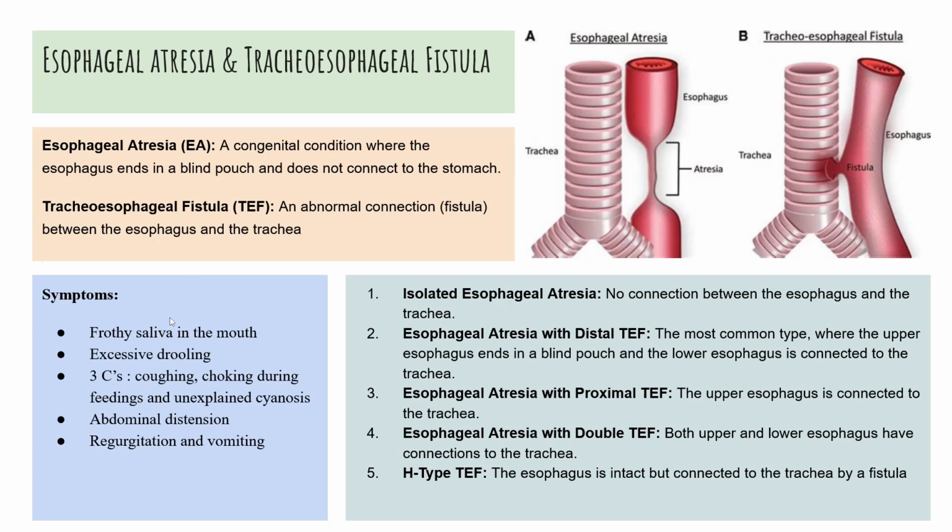Symptoms will include frothy saliva coming out of the mouth, excessive drooling, coughing, and choking while taking the feed. Unexplained cyanosis occurs because if you are taking something through the esophagus and it goes into your airway, it blocks the flow of oxygen. There can also be nausea, abdominal distension, regurgitation, and vomiting.